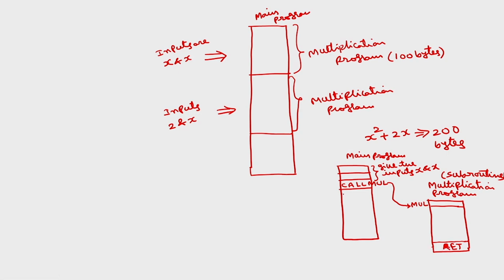So, here it has to return back to the instruction which is next to this. Then again we will give the inputs, X and 2, and again we will call the same multiplication program, which is called a subroutine. Again here also the microprocessor control will go to this multiplication program and return back to the instruction which is next to the multiplication program. So, in this way we can save the number of memory locations.